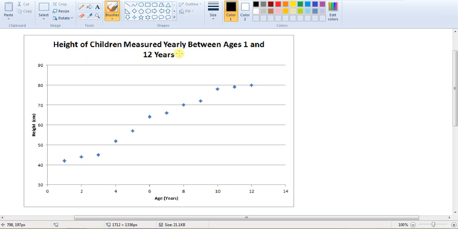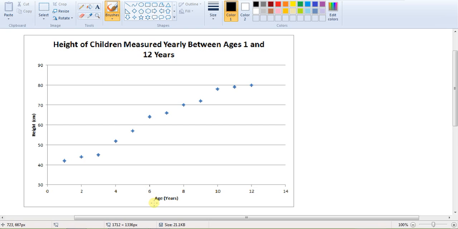It should allow the person reading or looking at your graph to understand the graph without looking at anything else. So: height of children measured yearly between ages 1 and 12. So now I understand what data or what information this graph is going to give me. And then I look at the axes titles.